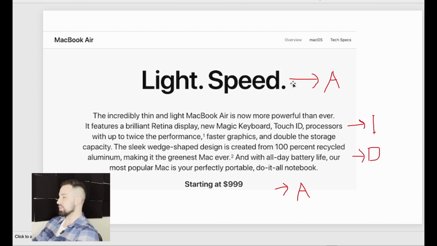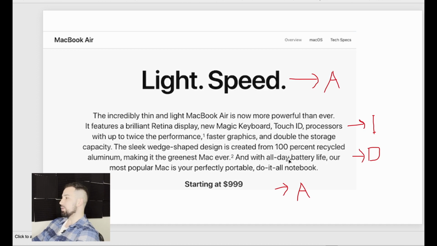So a person reads this. This raises a lot of curiosity. They will say, "What the hell? This is attention getting, right?" The incredible thin light MacBook Air is now more powerful than ever. Okay, I'm kind of interested. Like, how is it more powerful than ever? What did they do to the new product? It features brilliant something something, and then goes on.